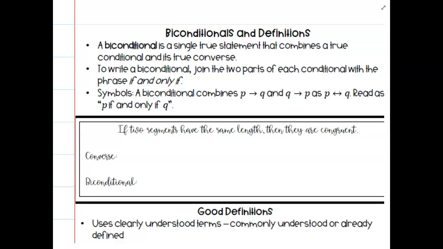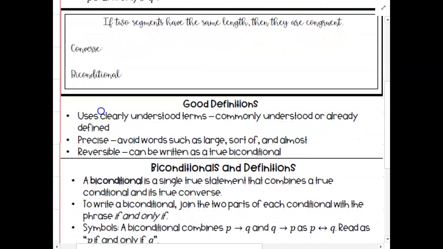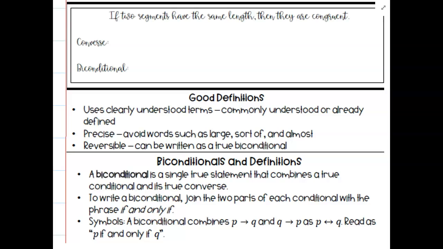Let's look at an example of our conditional and the converse and see if we can write a biconditional. My example says, if two segments have the same length, then they are congruent. Well, that's true, right? That's kind of what it means to be congruent. If I want to write the converse, you just swap the hypothesis and the conclusion. So we take the congruent, put that first, and the same length at the end. It would read something like this.